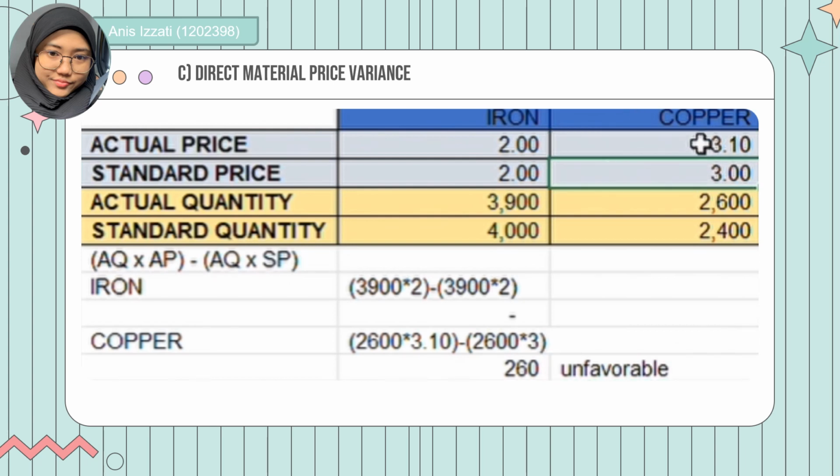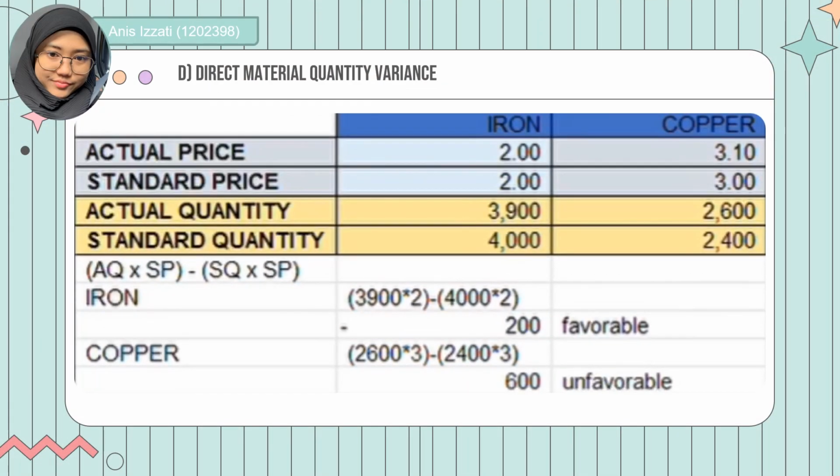Okay, so it is exceeding the price that the company had to incur. The actual price is 3 ringgit and 10, but not 3 ringgit. So it becomes unfavorable. Right, D, direct material quantity variance. The actual price for iron, okay, all of the information is the same as before.